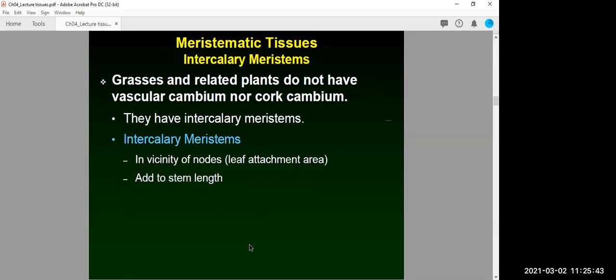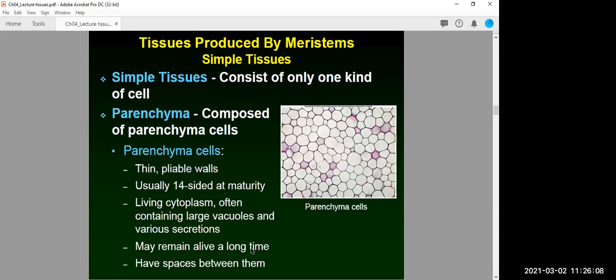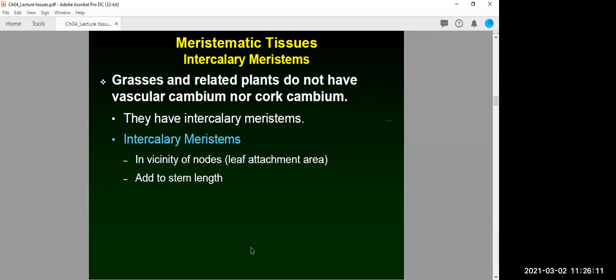Okay, so grasses and the monocots are a little bit different. If you've ever noticed, they're typically just going to grow straight up and down. They only have primary growth. But they still do have meristems that allow for primary growth. And those are going to be similar to where the nodes are located. Let's see if we have a picture here. We don't. But they'll be at the place where the leaf blade attaches.